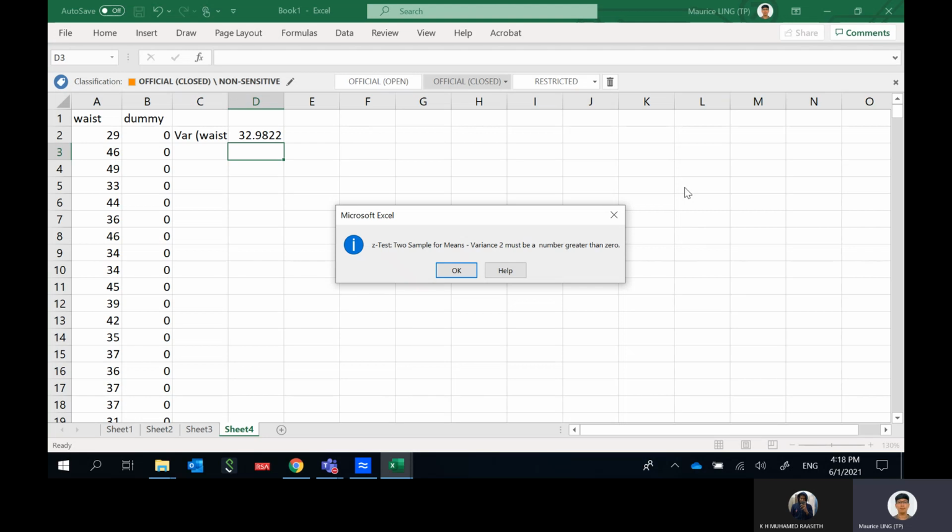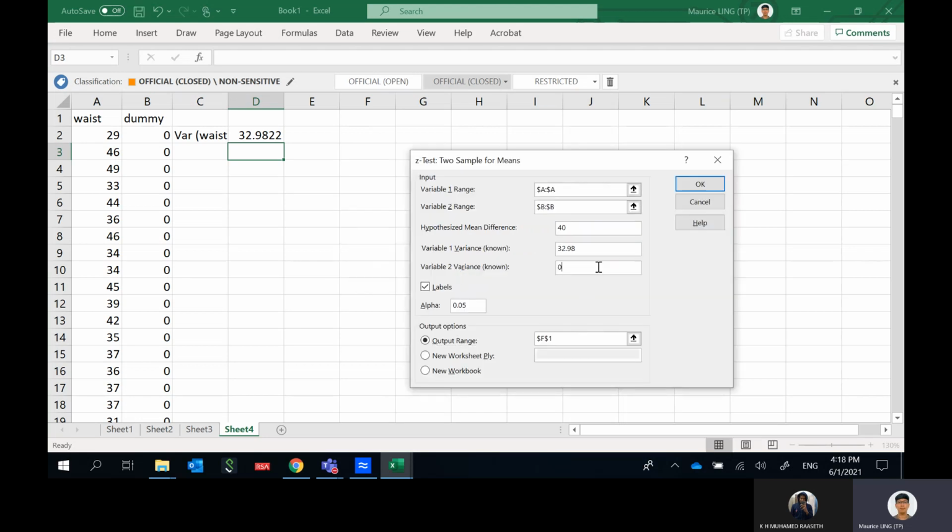See? Variance 2 must be a number larger than 0. So basically, you have to put in a very small number, 0.0001 or something like that. You want to estimate whether waste equals 40 or not. Then you can calculate.